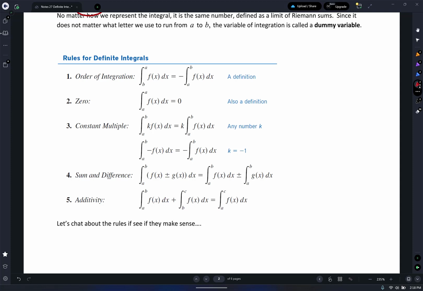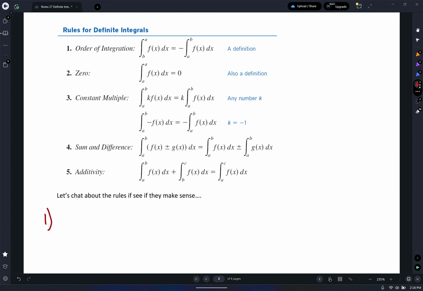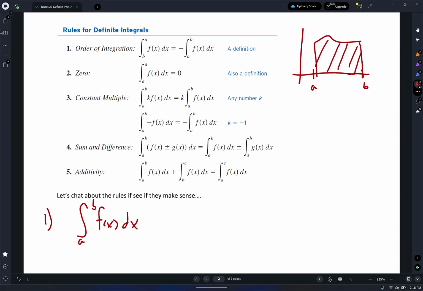So, order of integration. Notice, I don't like the way they did that, but that's fine. I like to make the lower limit an A, the upper limit a B, and then they switched it here. It's okay. So, number 1. I'm just going to do it my way. Integral A to B of f of x dx. That means this. I'm going to put it all above the x-axis for now, guys. So the way you read this, you start at A and you stop at B.